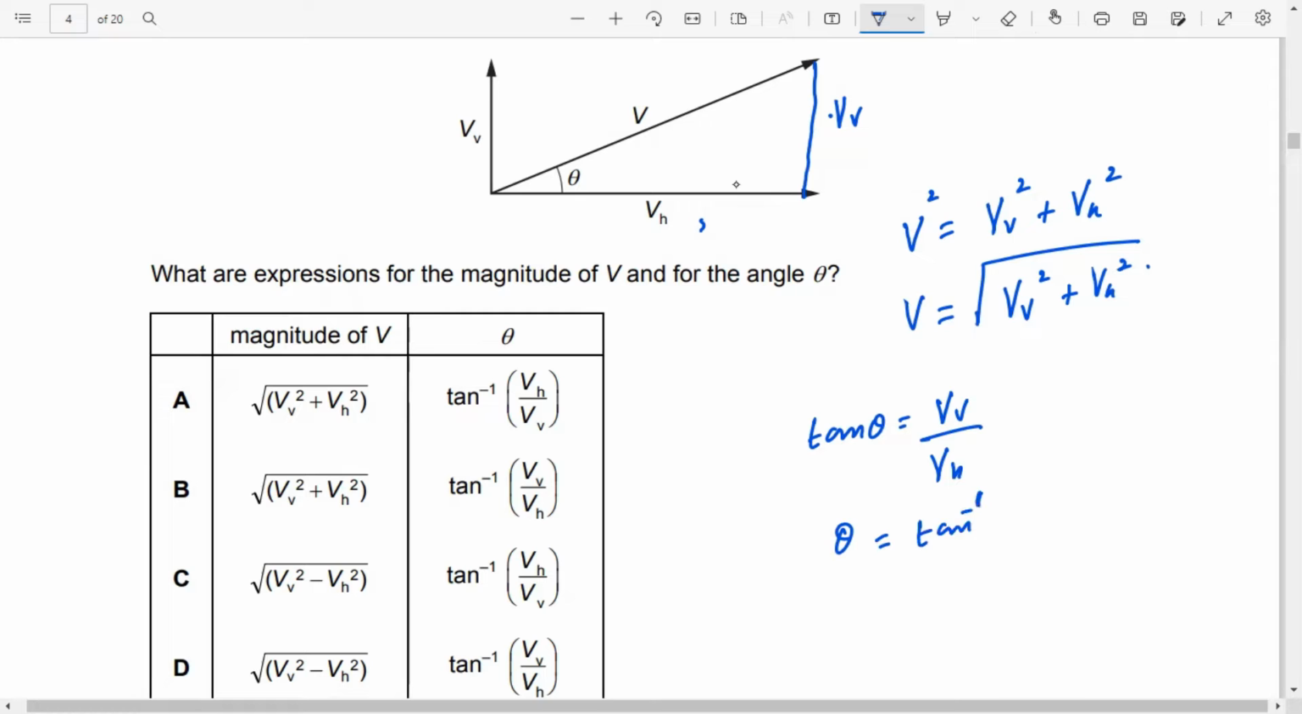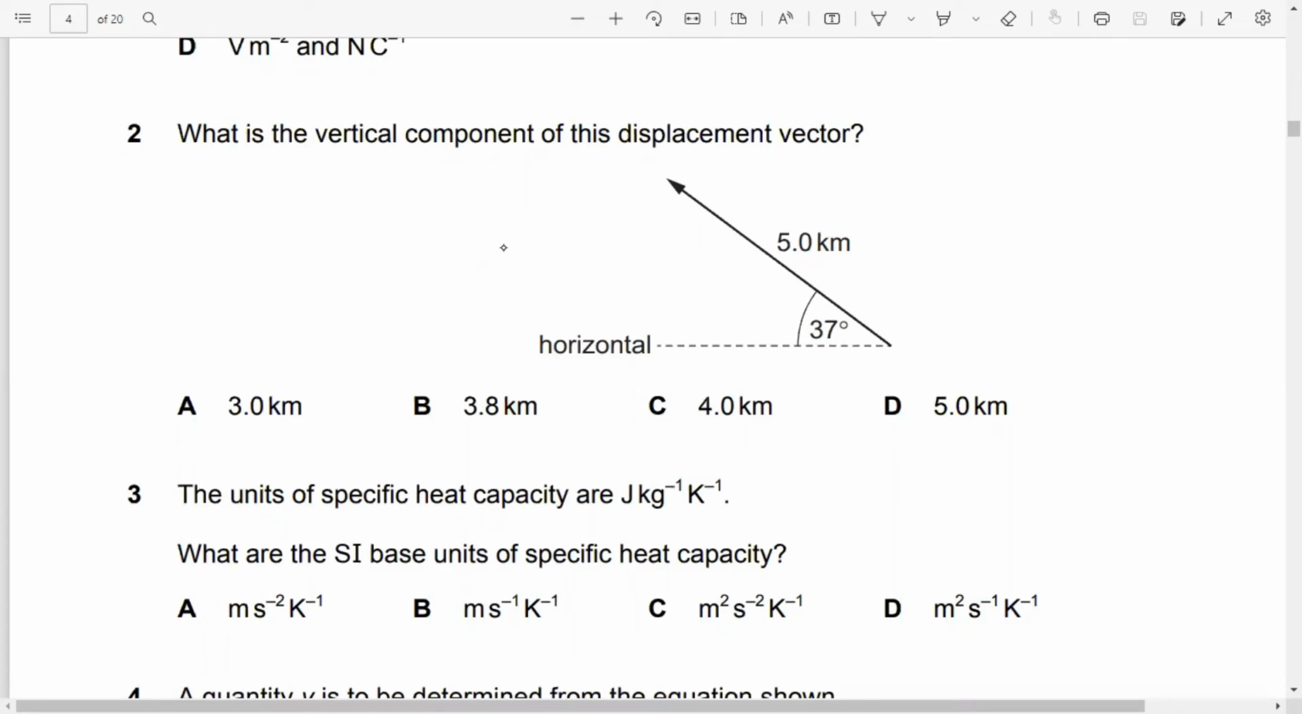Tangent inverse VV over VH. So answer is B. ठीक है? This is what you will do. You have been given the vertical component, क्या होगा वैसे? कैसे लिखेंगे? 5 sin of 37. देखिए ना, ये vertical component इसका होगा.